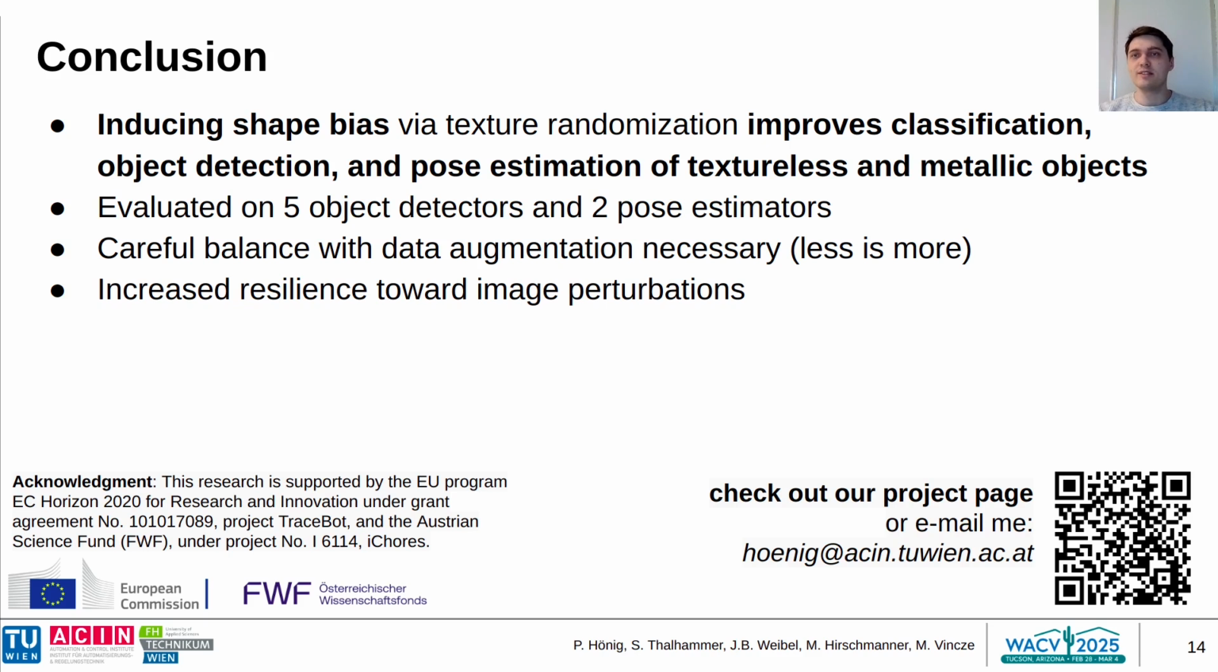Alright, this brings us to the conclusion. In our paper, we show that inducing a shape bias via texture randomization improves classification, object detection, and pose estimation of textureless and metallic objects. We evaluate our approach on 5 object detectors and 2 pose estimators. During our ablations, we also show how a careful balance with data augmentation is necessary. Finally, we show how the shape bias leads to increased resilience toward image perturbations.